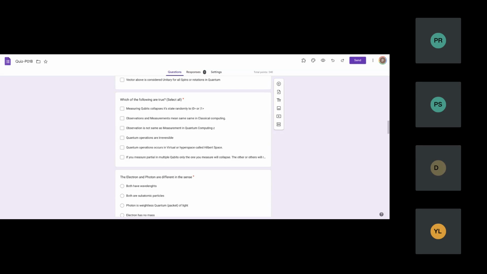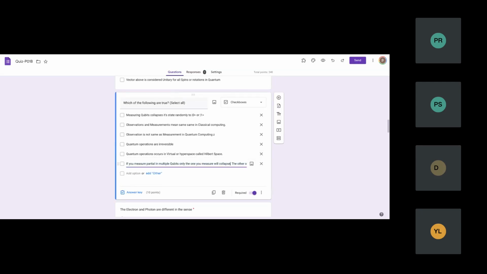If you measure partially in multiple qubits, only the one you measure will collapse. The other or others will retain their states if pure. So basically, as long as they are not entangled, they will retain their states. I think that's true. That is true. So I just want to correct it.